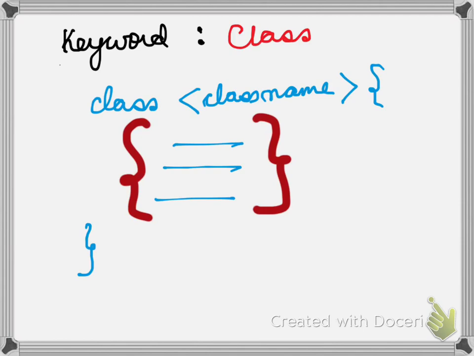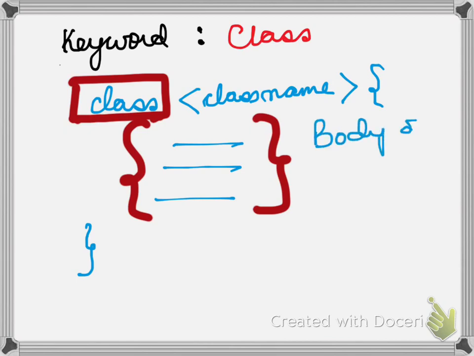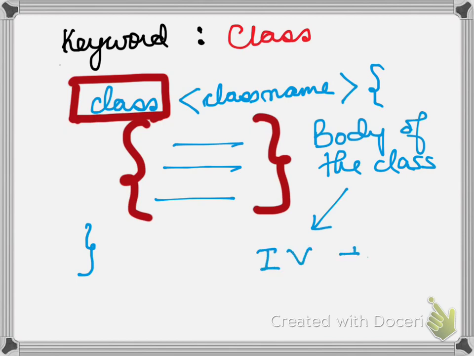So just remember, this is how you create the class. The keyword is class followed by the class name, then curly braces, and inside we have the body of the class. And what do we have in the body of the class? We have the instance variables and we have the methods. These are defined inside the body of the class.